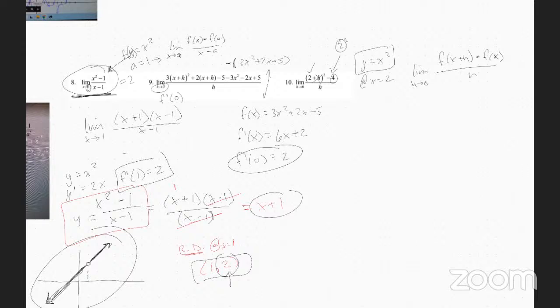2x. And what am I doing it at? At what value? I'm doing it at x equals 2, which is 4. So my answer there is 4. Now number 9, I'm having second thoughts about number 9 now.